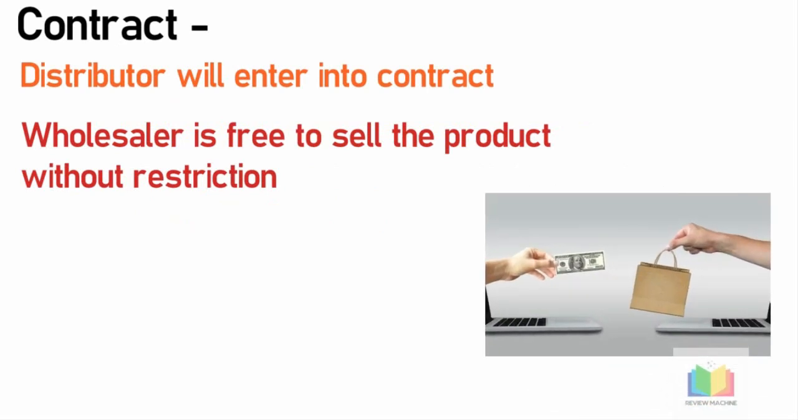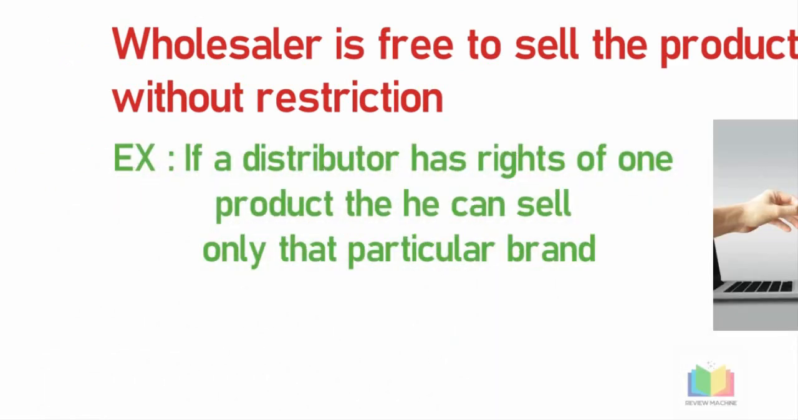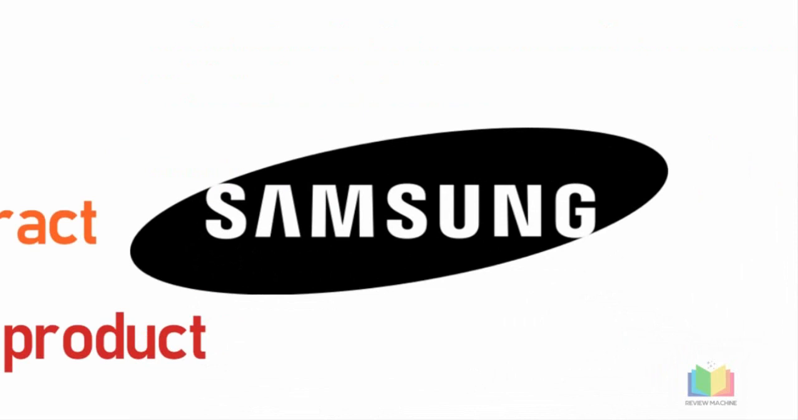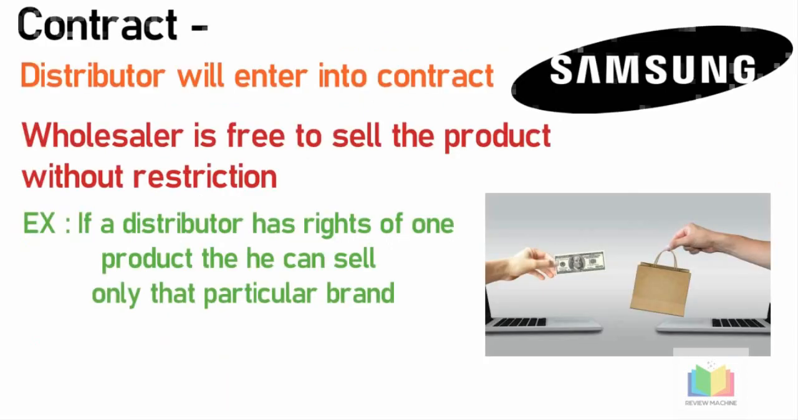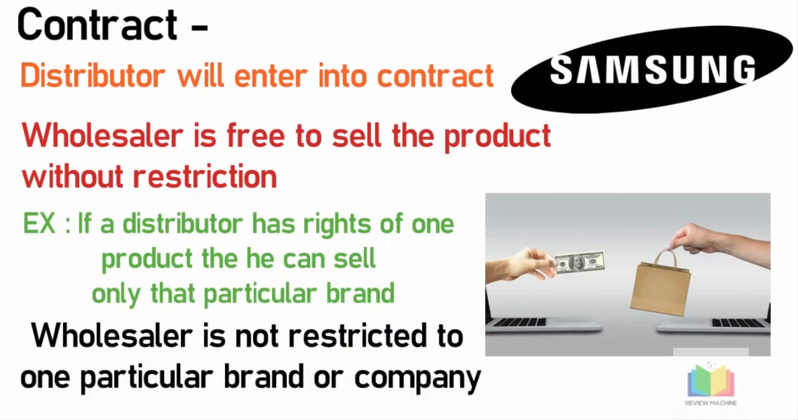For example, if an electronic distributor has taken distribution rights of Samsung products, then he can sell only Samsung products in the market. Whereas a wholesaler can sell products of various brands. That is, a wholesaler is not restricted to one particular brand or one particular company.